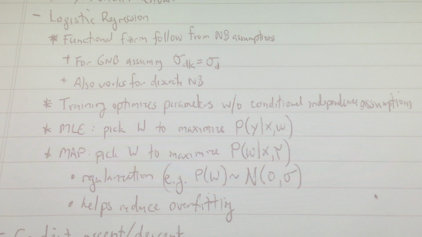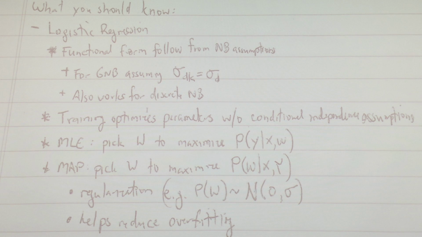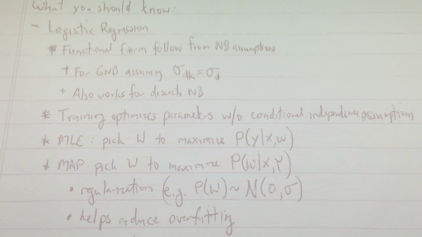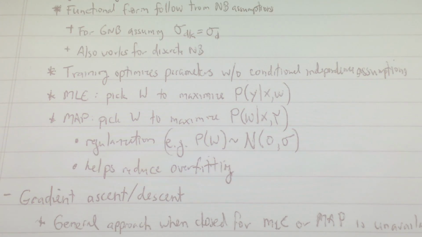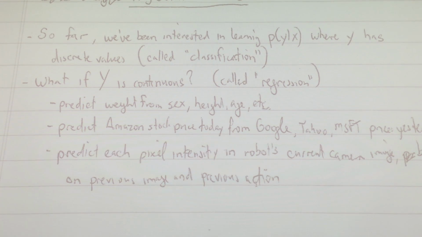Okay. So what you should know, everyone can read this page themselves: logistic regression has a functional form derived from the naive Bayes assumptions. Training optimizes parameters without conditional independence, so that's why it sometimes does better, because conditional independence usually doesn't hold. MLE: pick a weight to maximize the conditional distribution. MAP: pick a W to maximize the probability of that W. Regularization, and gradient descent. And that's about it.